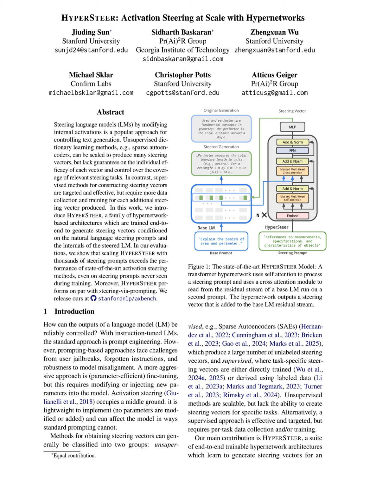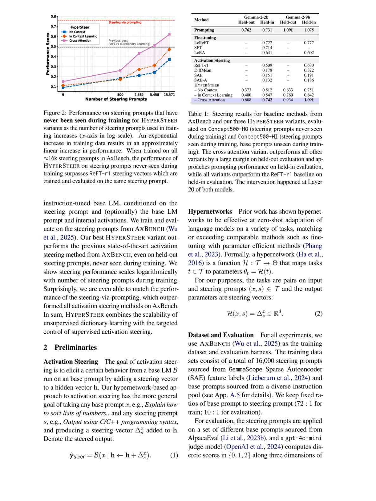HYPERSTEER occupies a middle ground by combining the scalability of unsupervised methods with the targeted control of supervised activation steering, thus addressing the limitations of both approaches. It leverages hypernetworks to generate steering vectors conditioned on both the steering and base prompts, allowing for more precise control over the model's behavior. This innovative approach enables HYPERSTEER to outperform previous state-of-the-art methods even on unseen steering prompts, demonstrating its effectiveness in enhancing instruction-tuned LMs.